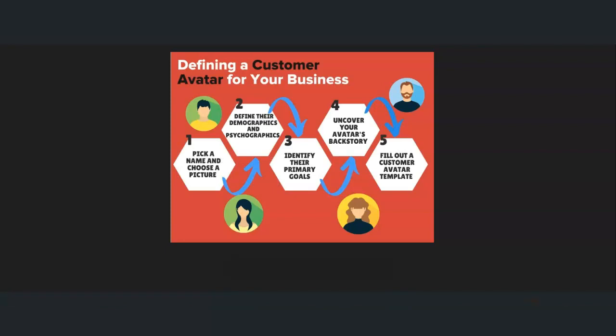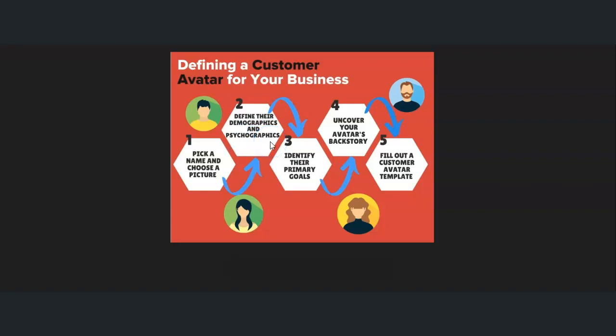Make sense? So the avatar flow would look something like this. We've already done this in the exercise of picking a name and even attributing a picture to it. That'd be a good way to make someone real, right? So next after that is defining the demographics and psychographics of who this person is. You've also done that in the template that I provided you.